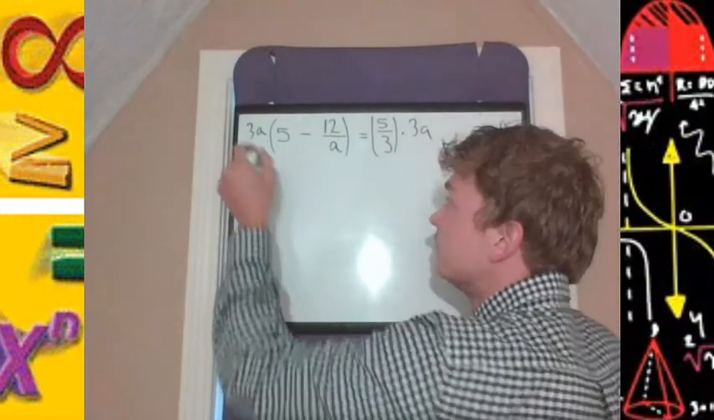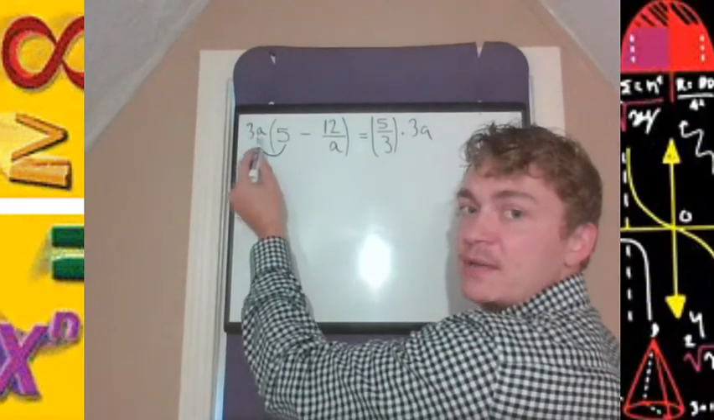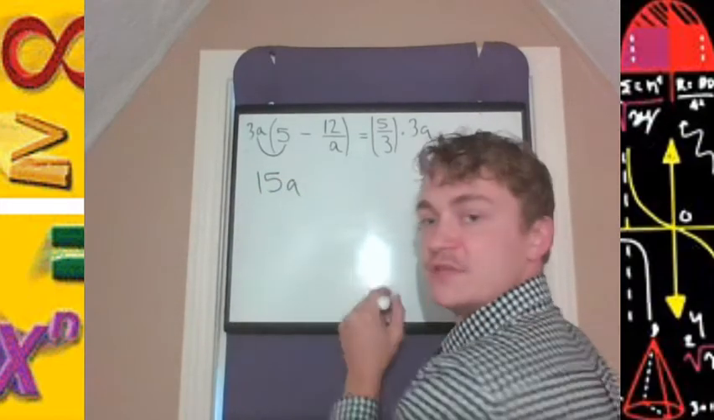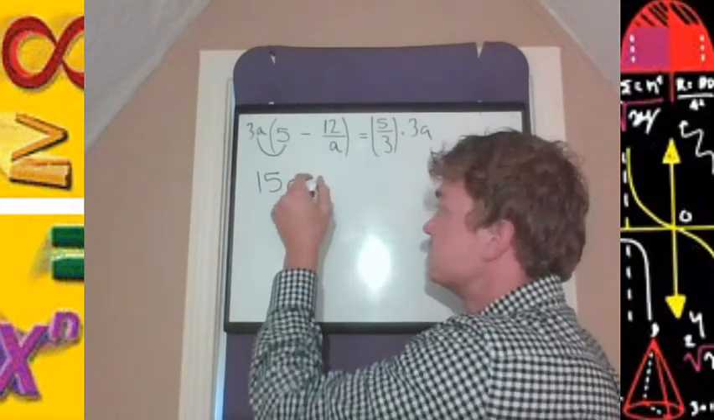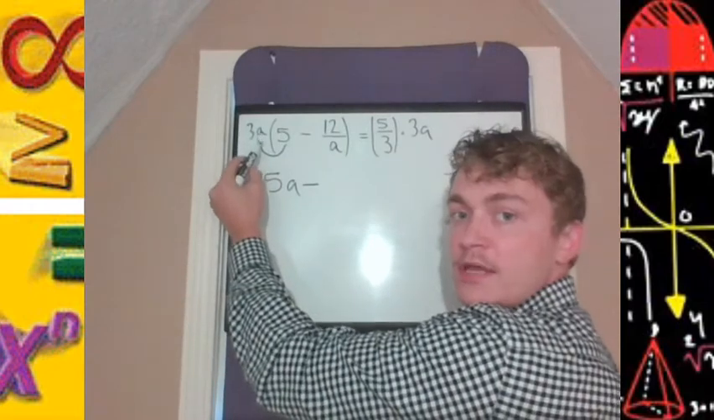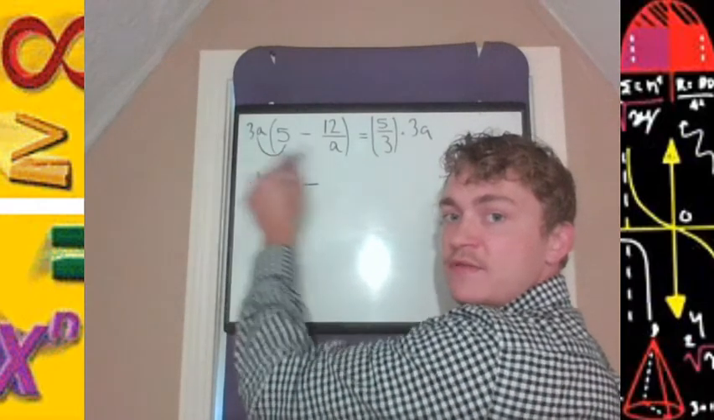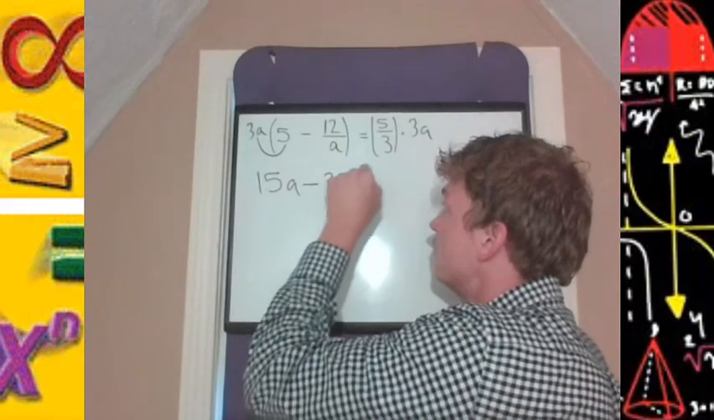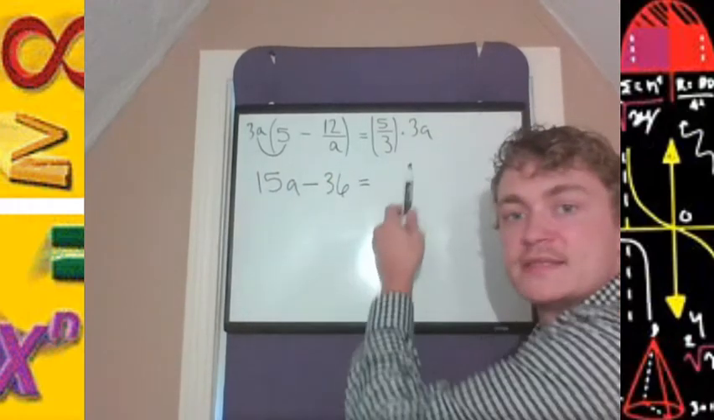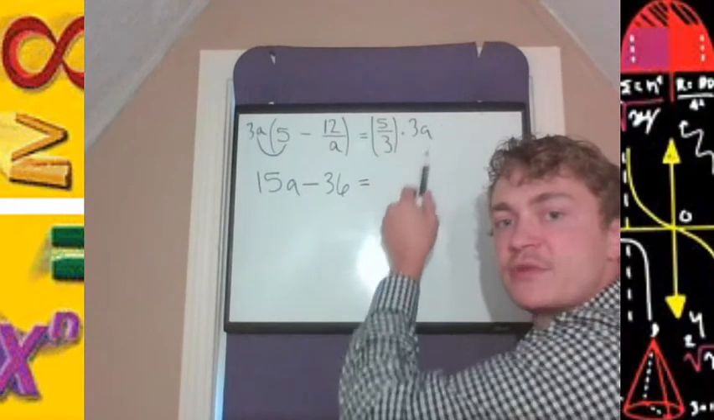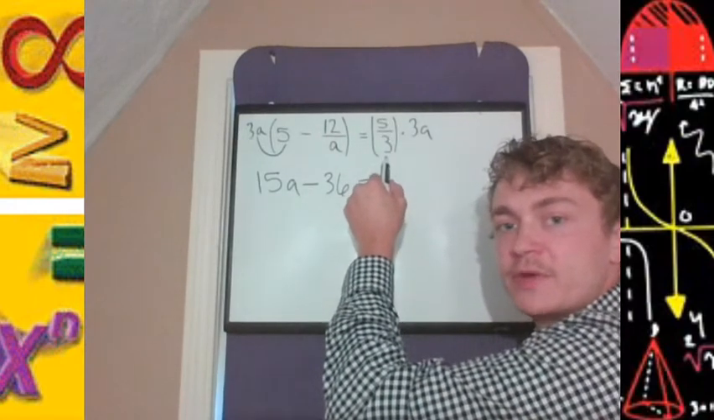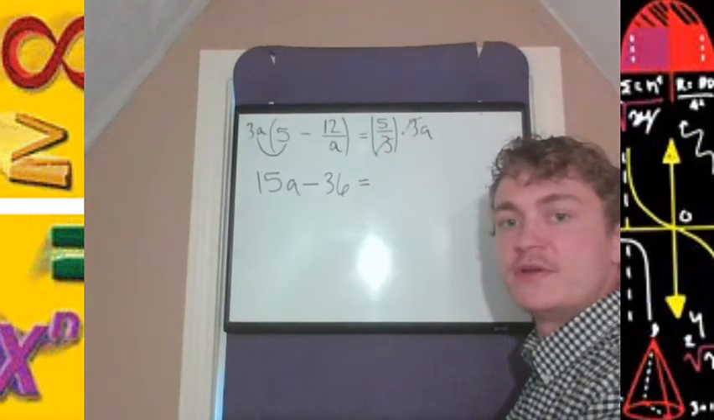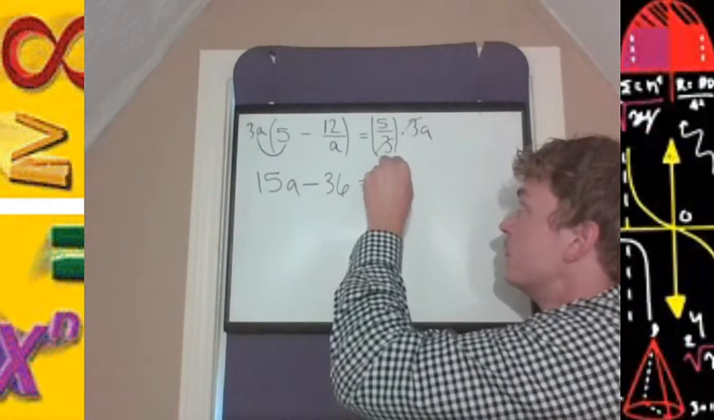Distribute on the left side. 3 times a times 5 gives us 15a minus. Again, note that these a's will cancel, leaving us with 3 times 12. On the right-hand side, 5/3 times 3a, so the 5 is being divided by 3, but then we multiply by 3. Those 3's cancel, leaving us with the product of 5 and a.